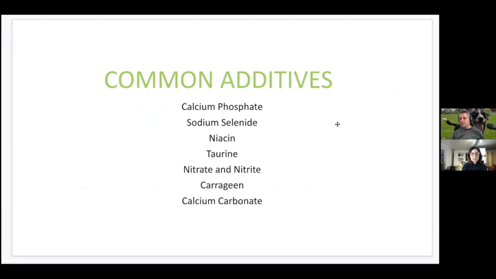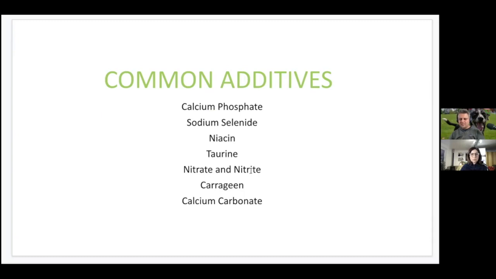So let's look at the common additives you will see on the labels. Calcium phosphate, we will talk about it. That's a very dangerous one. Sodium selenide, that's a dangerous one. Niacin, that's a useless one. Taurine, that's a very important one. We will talk about it, especially if the food says it's vegan or vegetarian. This becomes really important. But also the grain-free foods that cause a lot of trouble with dogs and cats with cardiomyopathy, this is an important topic.